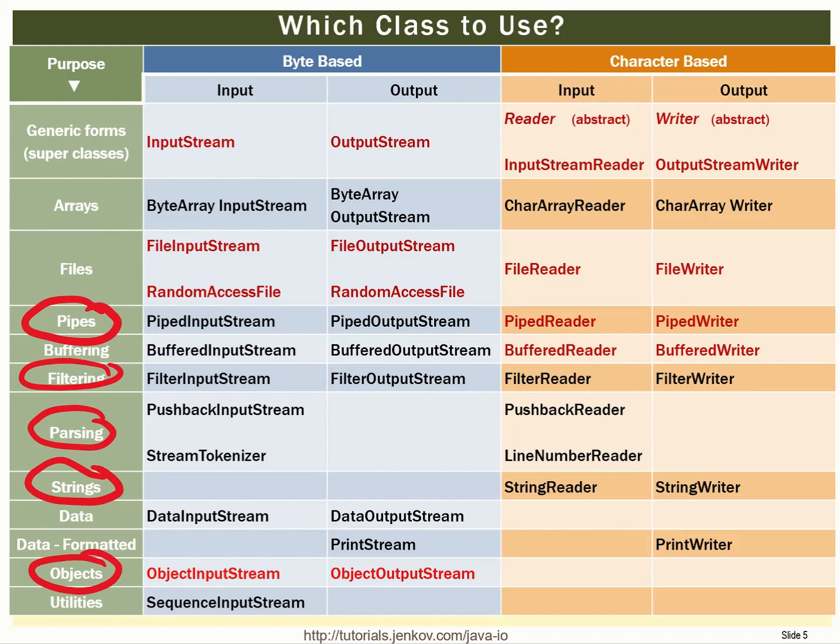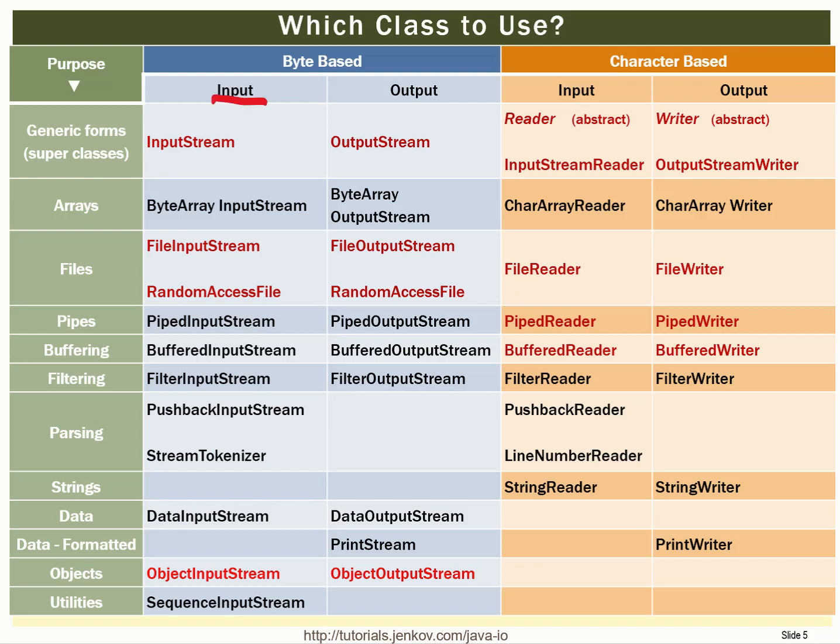So again, decision one is, are you byte-based or are you character-based? And then decision two is, what's your purpose? What kinds of data are you dealing with? Another thing to take note of is that for the byte-based and the character-based classes, some are used for input, some are used for output. And this is true on both sides.